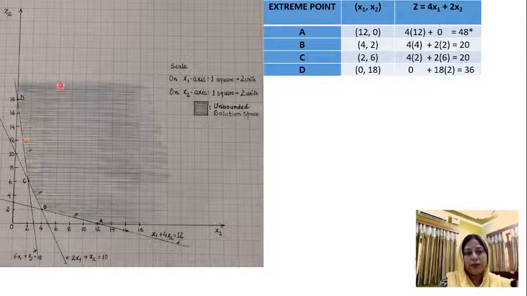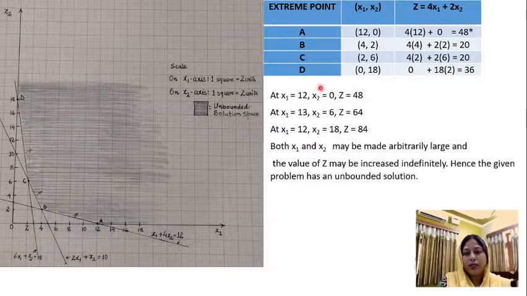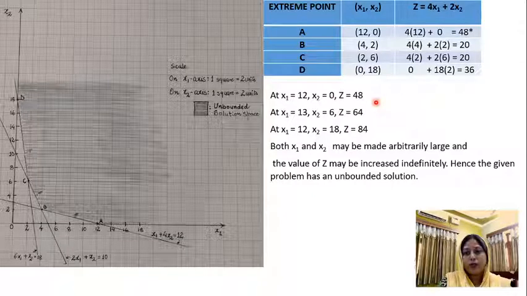But this is my entire region. I need to maximize, so you can take up any point. You can take a point here for which x1 is 12, x2 is 18. You can take a point here. You can take a point here. And you will find that your objective function value is improving. It is coming on the higher side. So at x1 is 12, x2 is 0, z is 48. At 13 and 6 it is 64. At 12 and 18 it is 84.